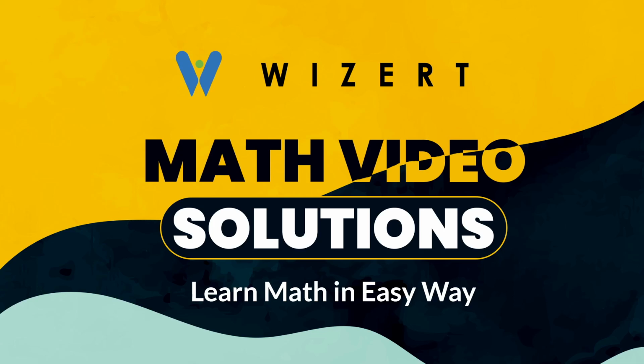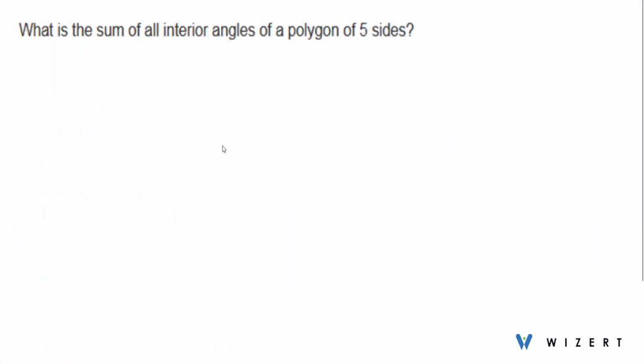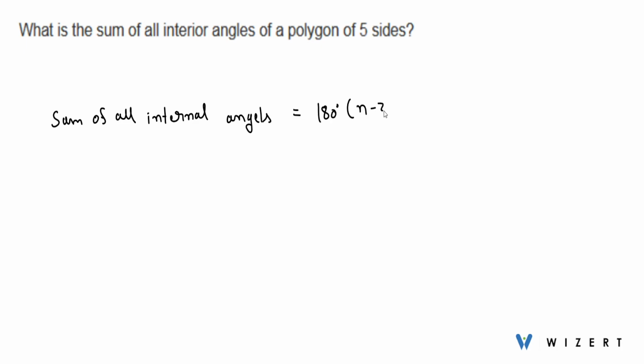So let's begin. According to the question, we have to find the sum of all interior angles of a polygon having 5 sides. The relation between the number of sides and the sum of all internal angles is given by: sum of all internal angles of a polygon is equal to 180 degrees multiplied by (n minus 2), where n equals the number of sides.